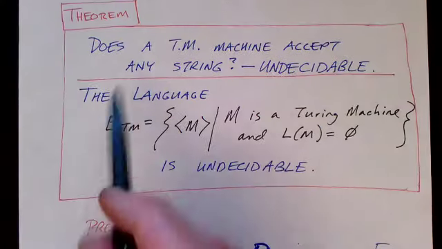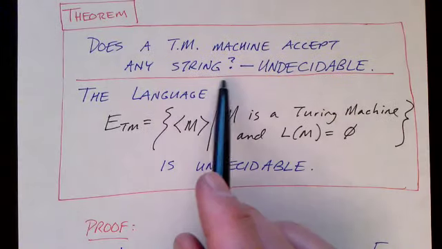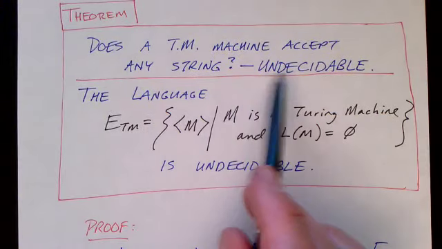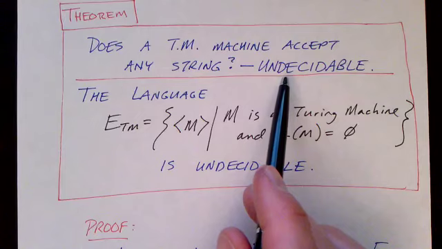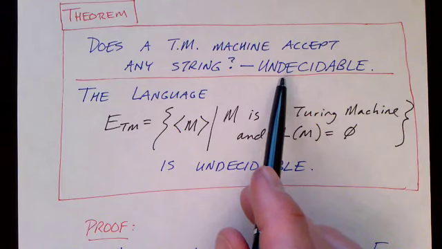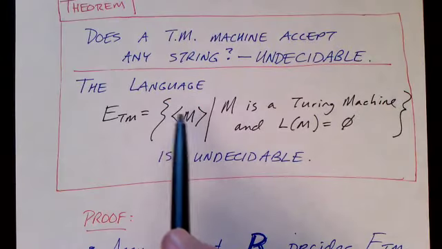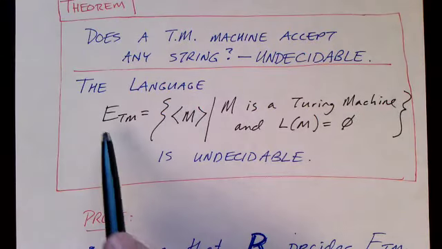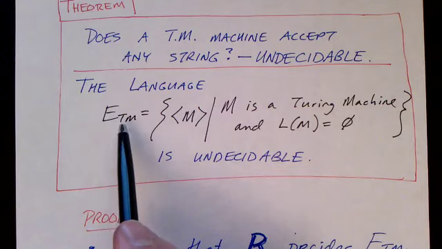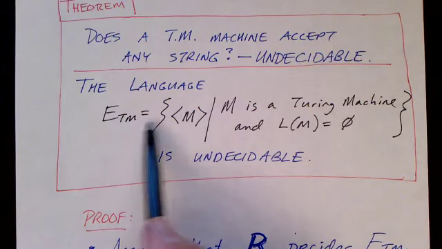Let's restate that. Does a Turing machine accept any string at all? Well, this is undecidable, and in this video we're going to show why it's undecidable. More formally, here is a description of the problem. E for empty, TM. Is the language empty?